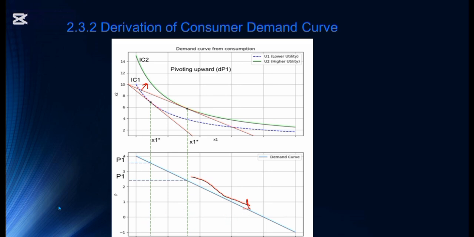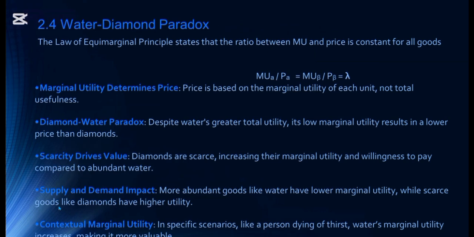Now, let's move to our next topic. The topic is the water diamond paradox. This is an interesting topic actually. What is the water diamond paradox? The water diamond paradox highlights the contradiction that water, which is essential for life, is cheap, while diamonds, which are not essential, are expensive. The paradox is water is extremely useful but has a low price. On the other hand, diamonds are less useful but have a high price.